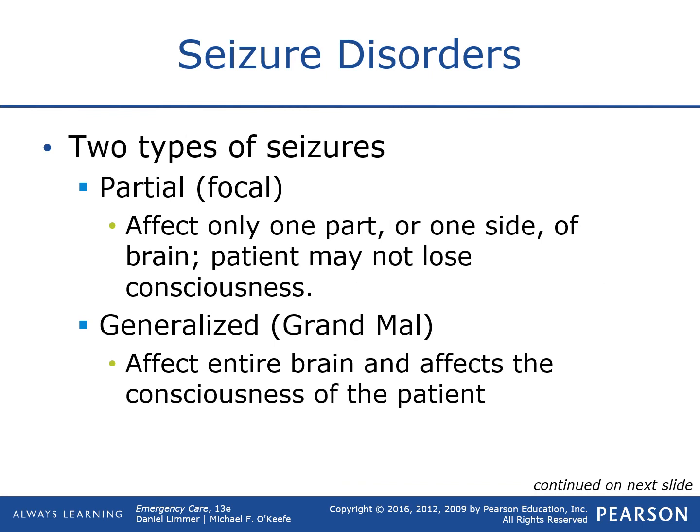So we have two different types of seizures. You have a focal seizure or a partial seizure. That's a seizure that will only affect one area of the brain. And so you might only see the symptoms in one area of the body. The patient might not lose consciousness with a partial seizure. So that's maybe a patient has uncontrolled shaking of their arm or their leg or something like that. That is a partial seizure.